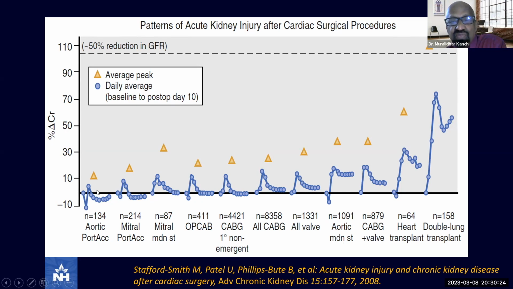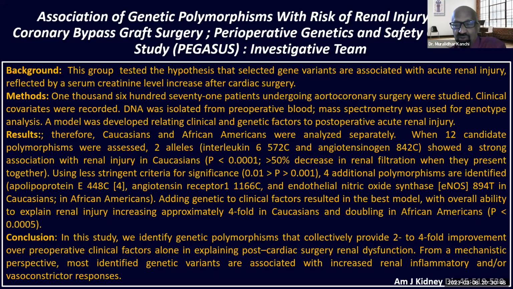As is evident from this picture, as the magnitude of injury increases, the rise in creatinine is proportionate to the magnitude of injury. But if you look at this point, you can see that the creatinine has actually come down because of the hemodilution which occurs in cardiac surgical patients, especially when you put the patients on bypass.